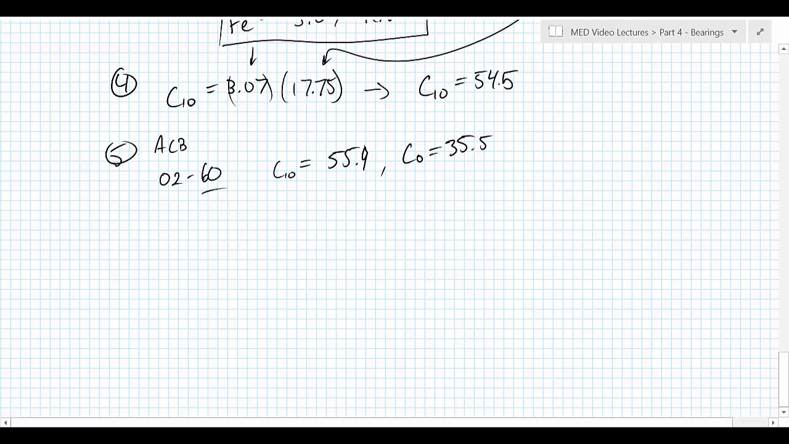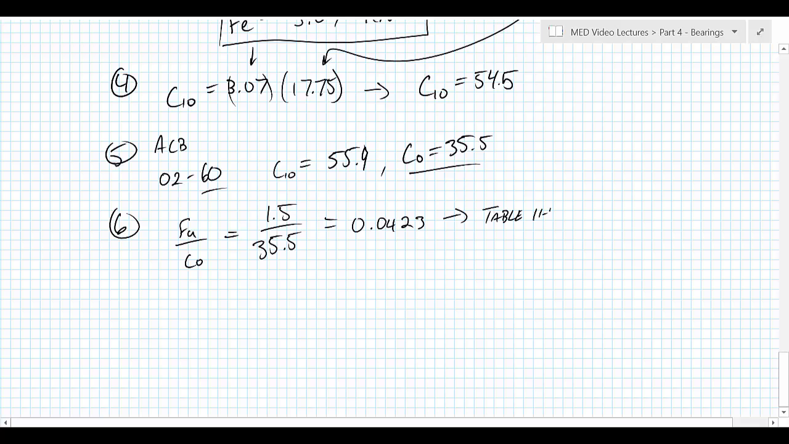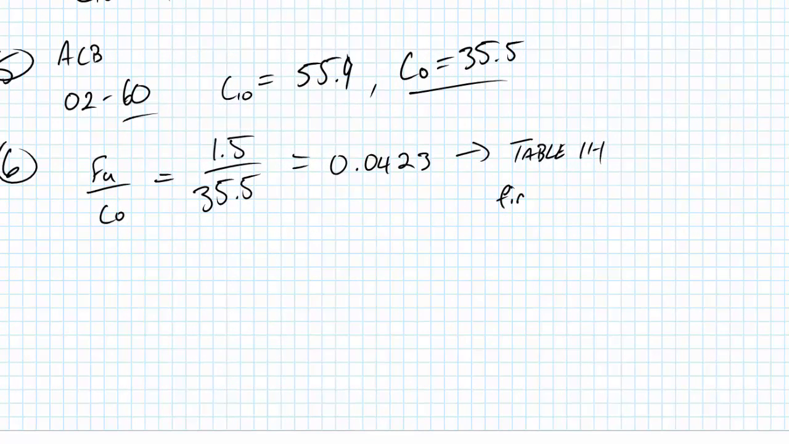So now we need to figure out how good of a guess that was. And in order to do that, we calculate that ratio of the axial force compared to that static load. So our FA over C0 in our situation is 1.5 divided by 35.5. So this gives us a fairly small value of 0.0423. And then we can look on the table, 11.1, to find a corresponding E value to that. So let's look at that table.